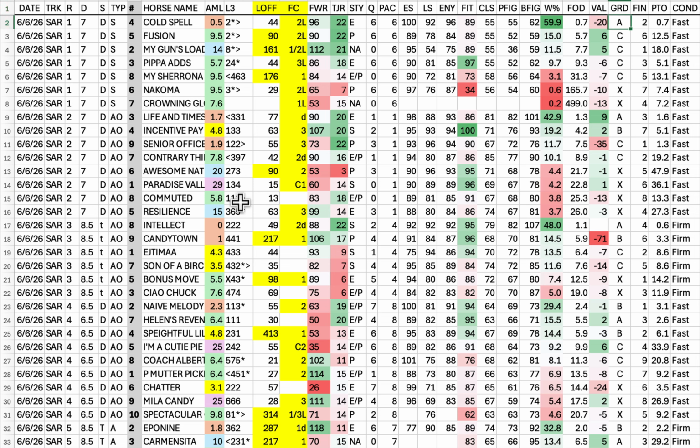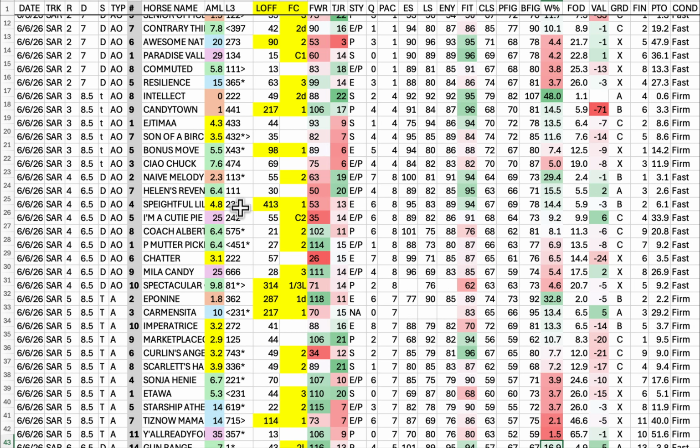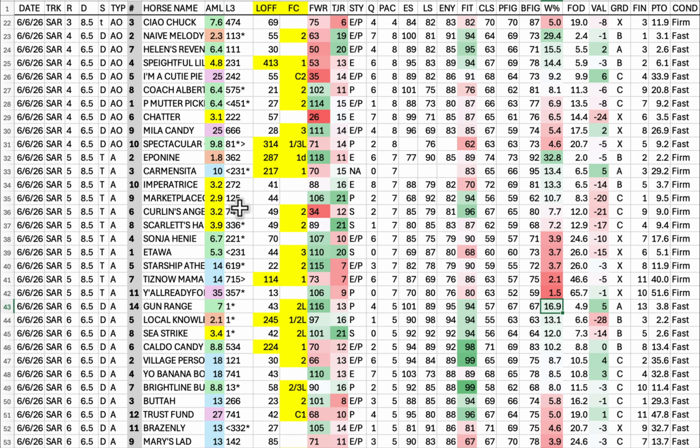All right, but what I've done for the letter grade, first thing I do, and I'm going to spell it out because it's not perfect, but I look at how many horses are required to reach 50% win percentage. So in this case, Cold Spell was the only horse required. But in other races, you can see like this one here, Naive Melody, it took 3 horses to get to 50%. And down here, Gun Range, this race, it took 4 horses to get to 50%. Okay, which kind of tells you a little bit of how strong these opinions are.